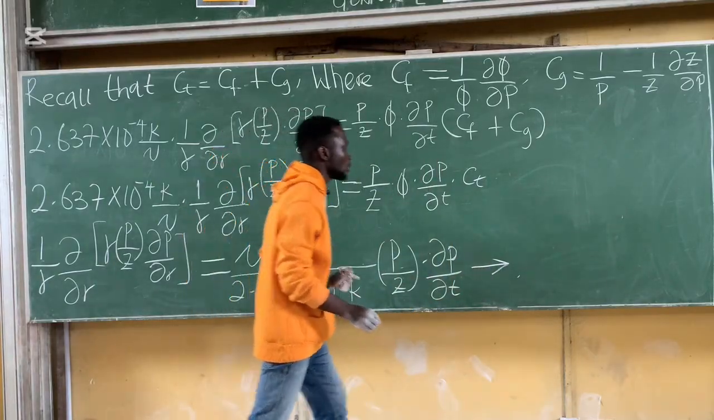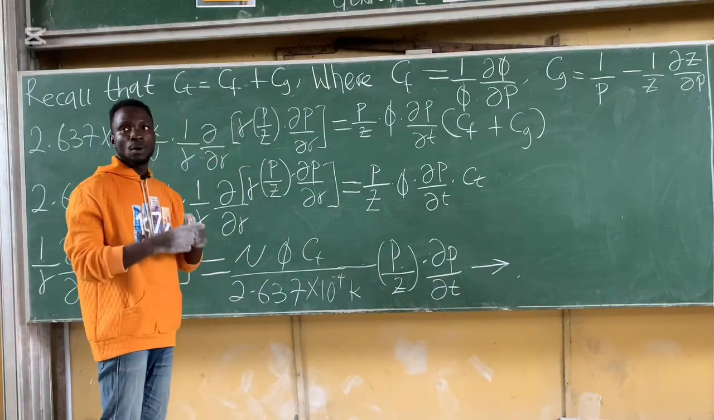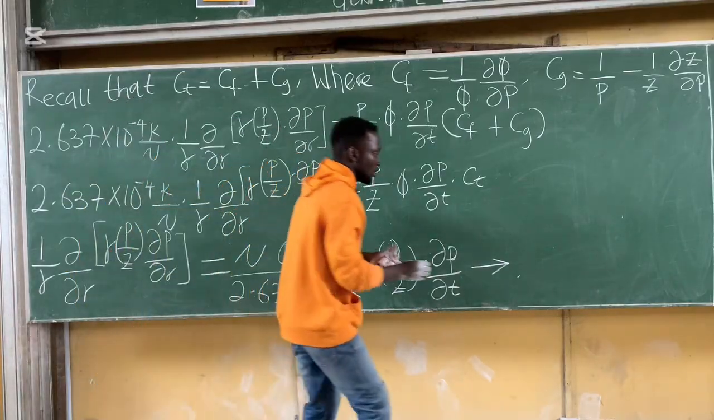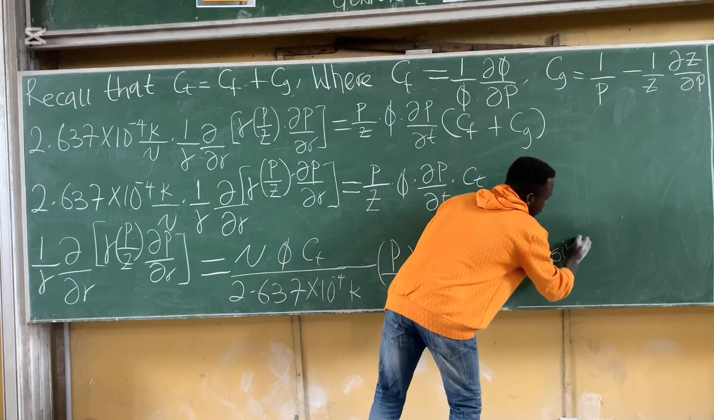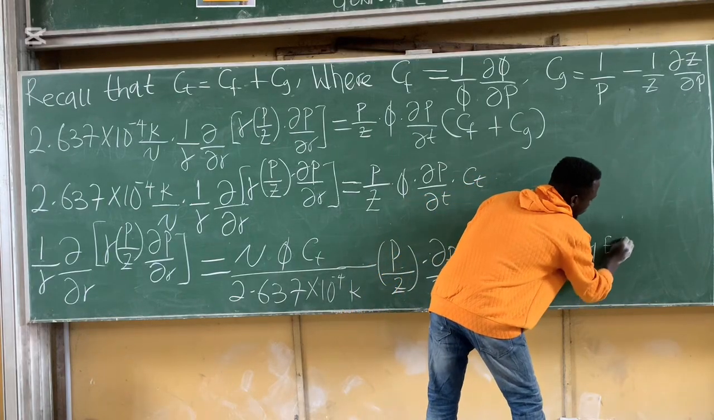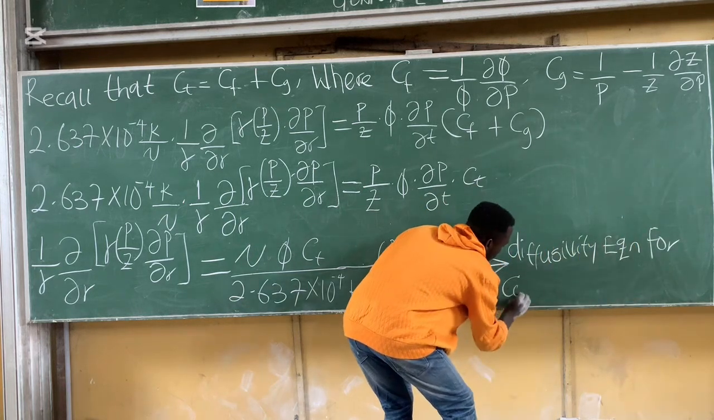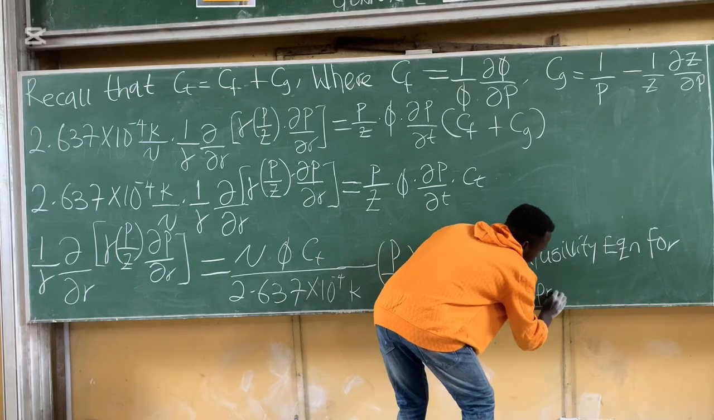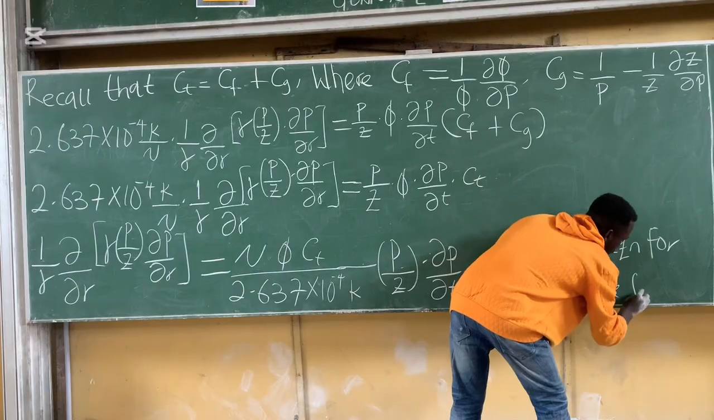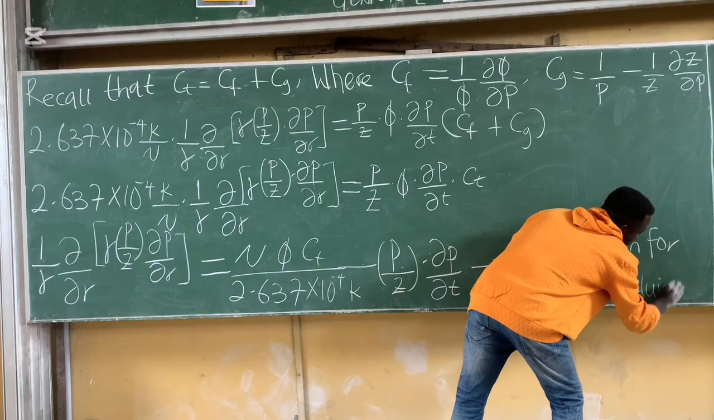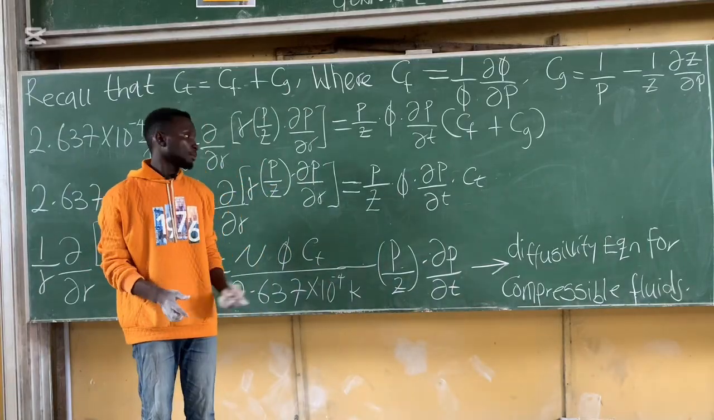So this equation now is called the diffusivity equation for compressible fluid, the radial flow. Diffusivity equation for compressible fluid. So this will be the end of our class for today.